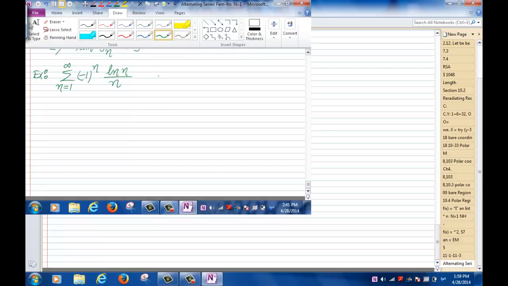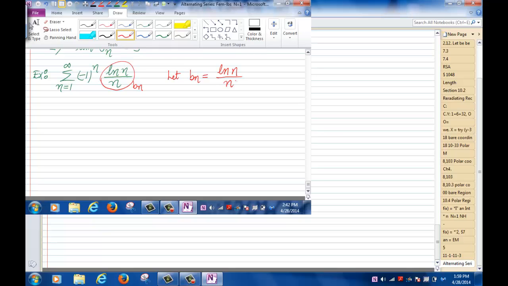Let's see why it is convergent. We're going to use the alternating series test. So again, I am going to call which one b_n? This one would be my b_n. So let b_n be ln of n over n.